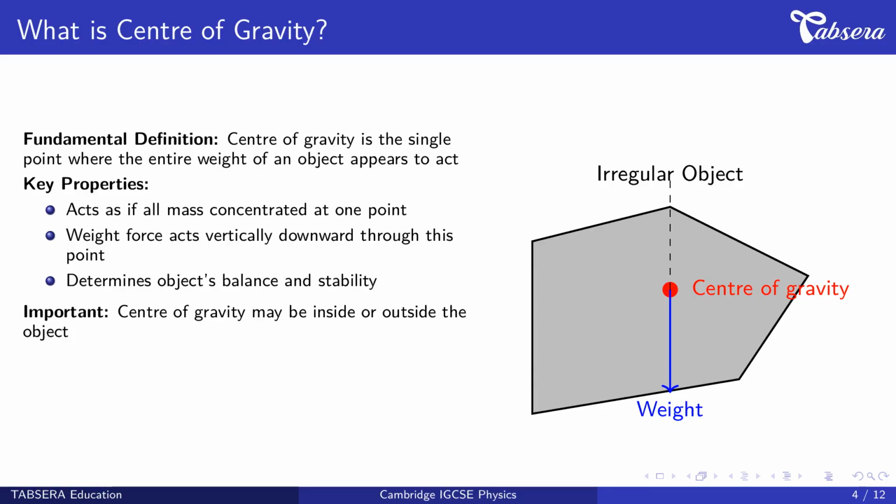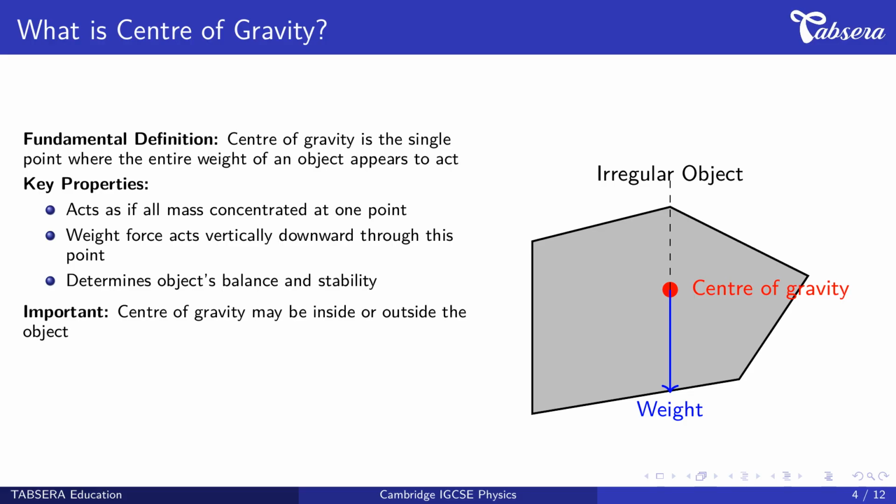What is centre of gravity? The fundamental definition states that centre of gravity is the single point where the entire weight of an object appears to act. This means that no matter how complex an object's shape, we can treat all its weight as acting from one specific location. The key properties are: first, it acts as if all mass is concentrated at one point. This simplifies force calculations enormously.